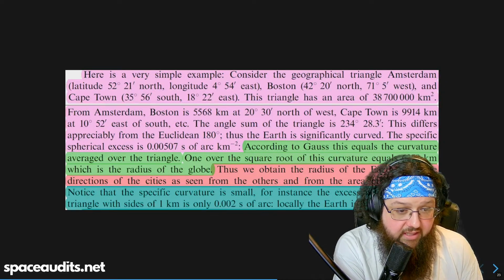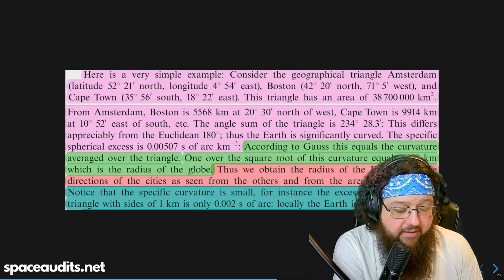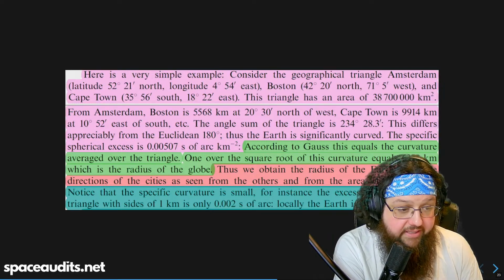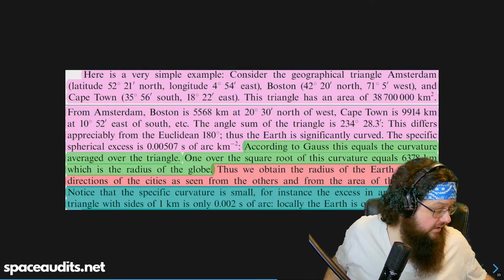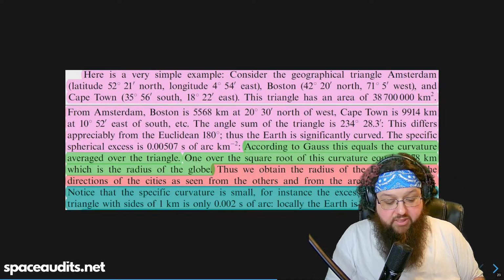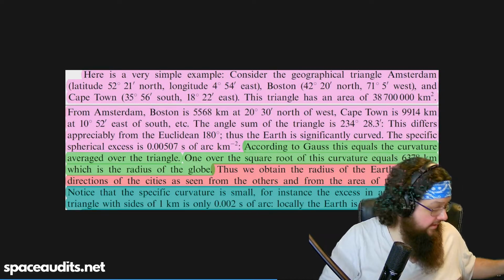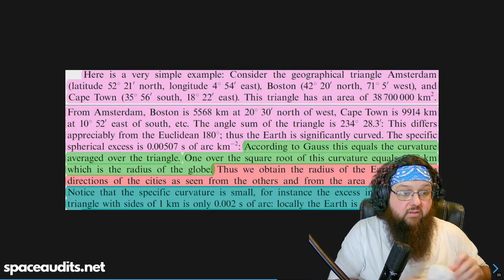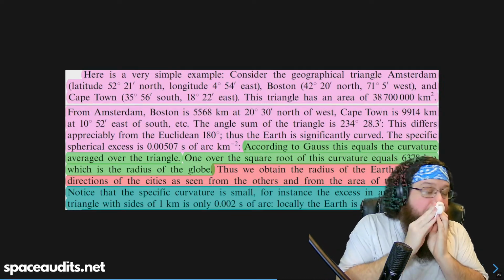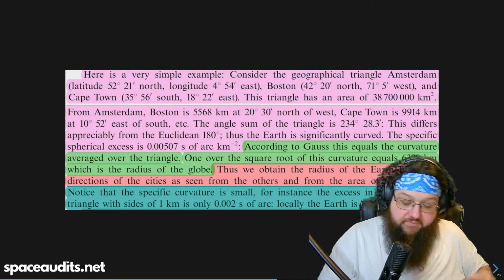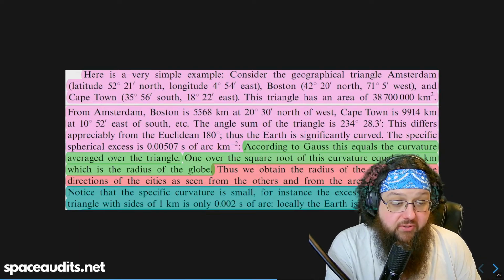Notice that the specific curvature is small. For instance, for an equilateral triangle where the sides are 1 kilometer, the spherical excess is 0.002 seconds of arc. Locally, the Earth is quite flat. This is something you wouldn't perceive in your day-to-day optics. It's not something that can be measured over 1 kilometer.